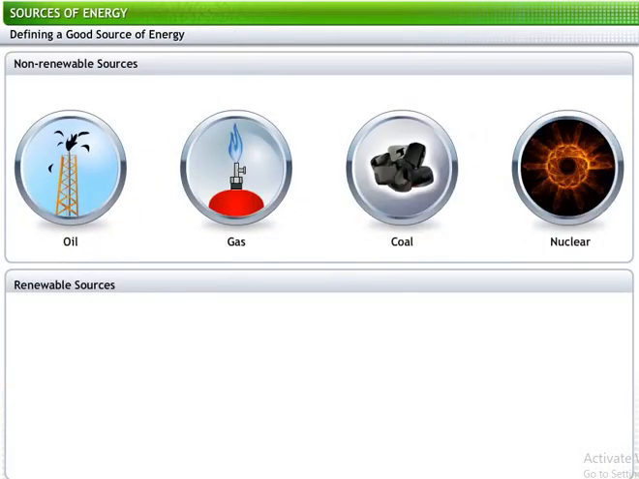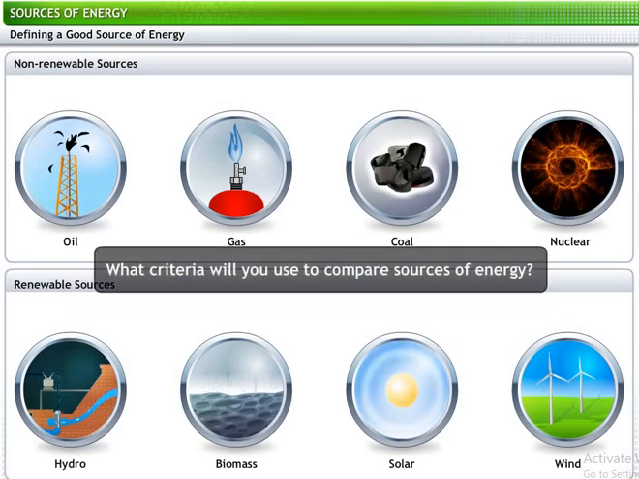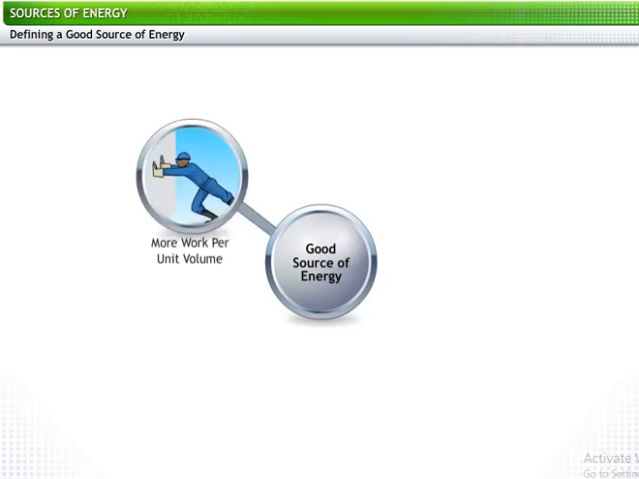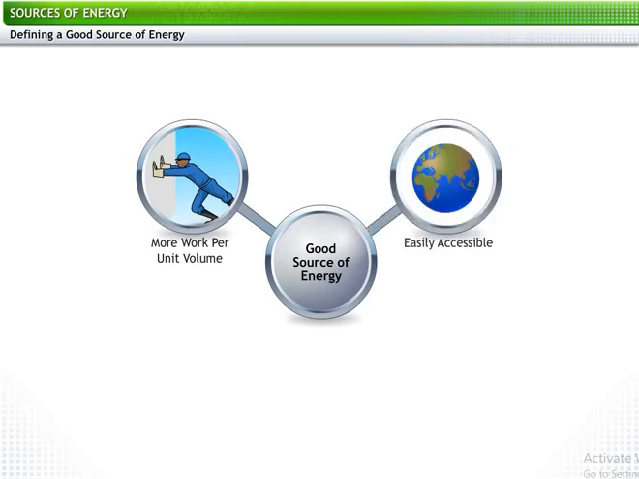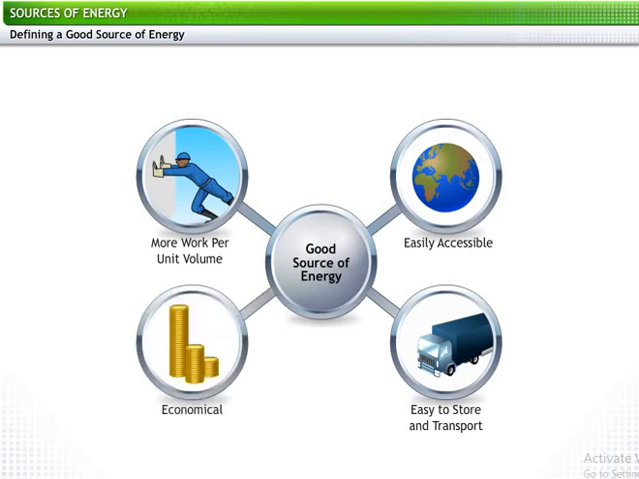We saw that energy can be obtained from a number of sources. However, some sources are better than others. What criteria will you use to compare sources of energy? A good source of energy is one that enables us to do a large amount of work per unit volume or mass, is easily accessible, is easy to store and transport, and is economical.